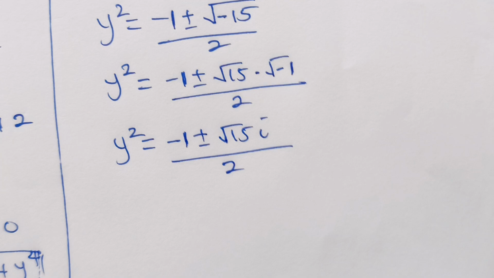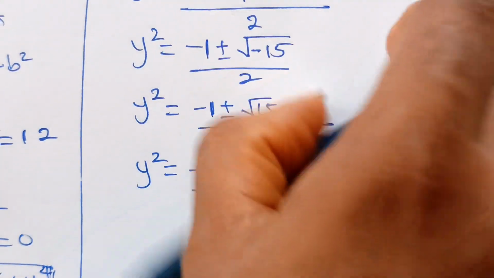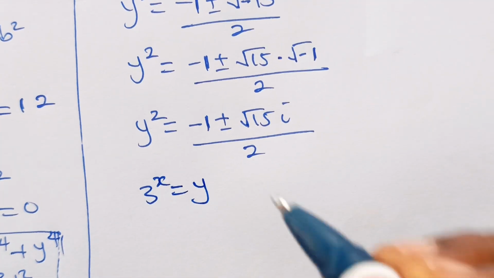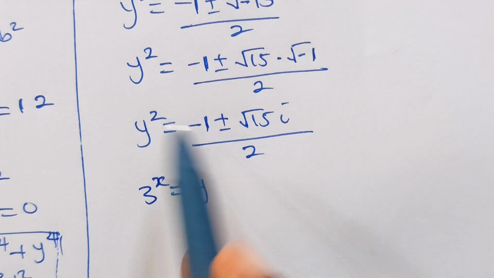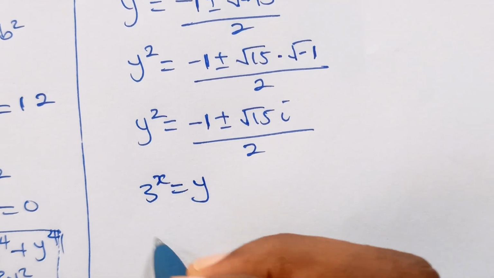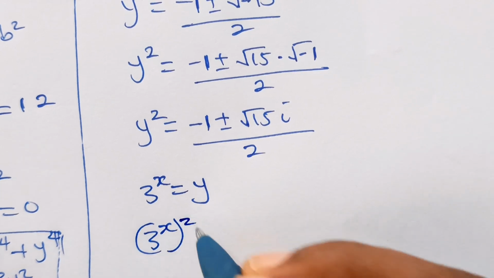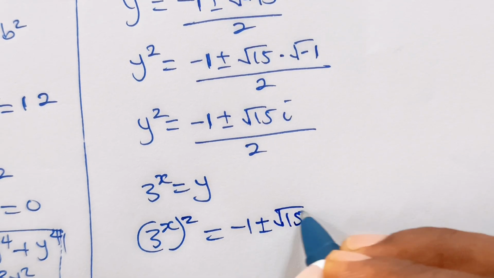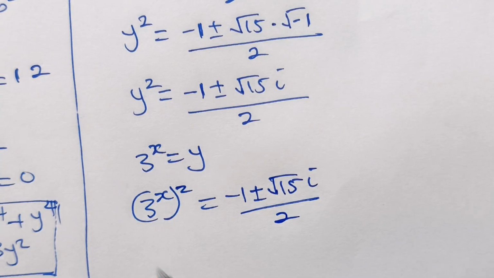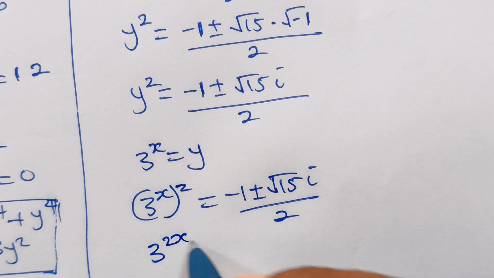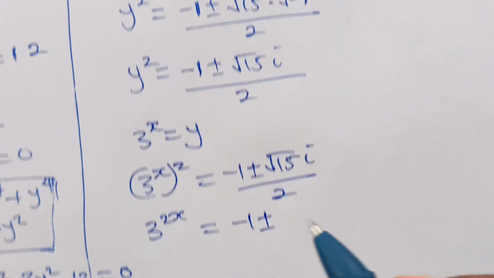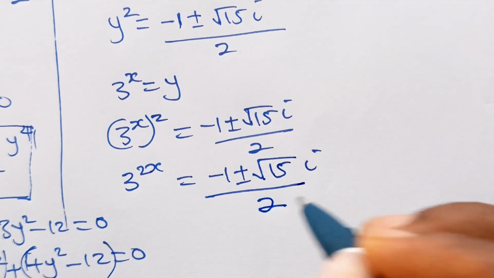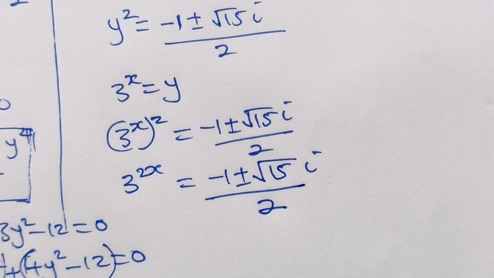Now when you look at this, recall that our 3 to the power of x is equal to y. So that means that this y squared is what? 3 to the power of x squared is equal to minus 1 plus or minus square root of 15i divided by 2. So we have 3 to the power of 2x is equal to minus 1 plus or minus square root of 15i divided by 2. I'm sorry about the background noise.